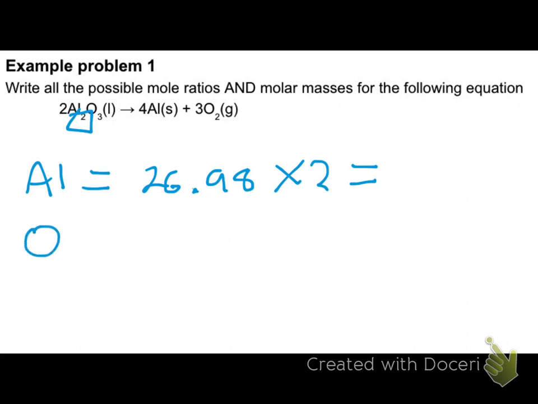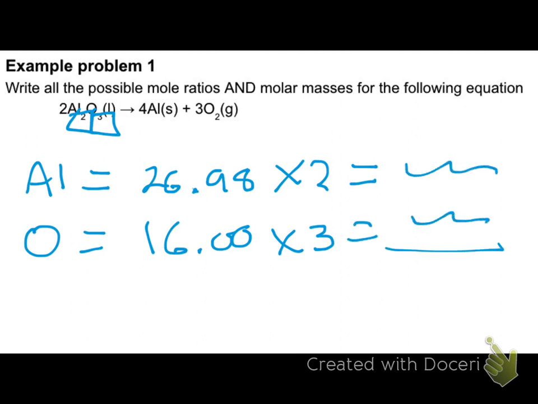And then oxygen has a molar mass of 16.00, and we have to take that times 3 because there are 3 oxygen atoms in this. And then when you take whatever those numbers are and you add them up, that's your final molar mass. That's how we get to that number. Little review. It's been a while since we've done molar mass.